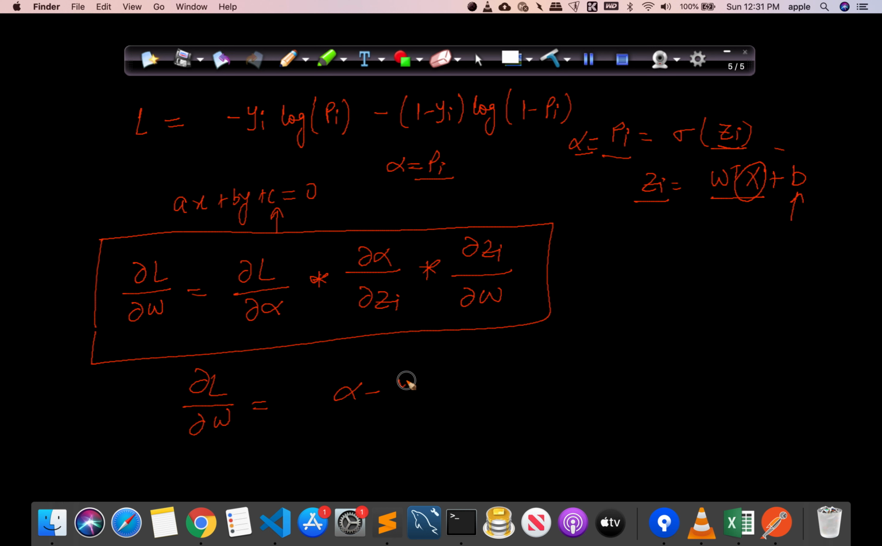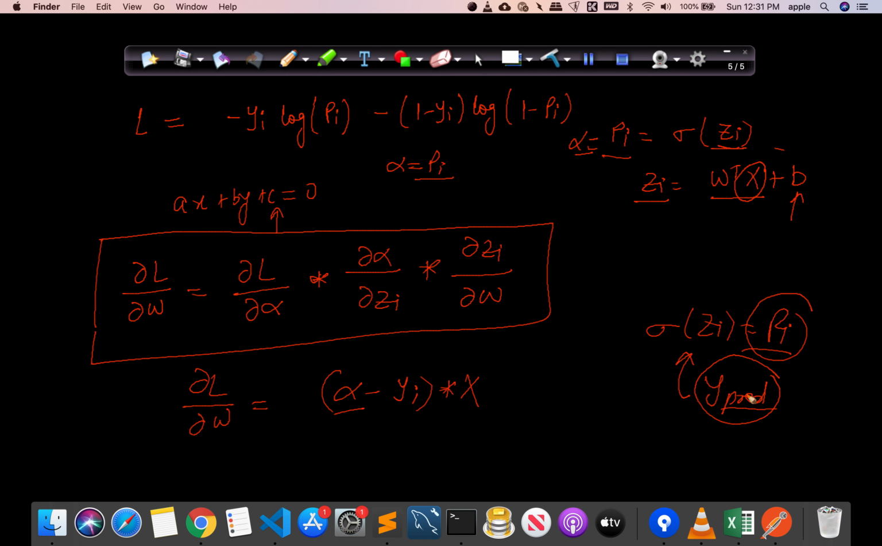We have solved this, and what we got was (alpha minus yi) into x. And what was alpha? Alpha is nothing but sigmoid of zi, and that equals pi. We can also assume it as y predict. Why y predict? Because this is the probability of a point belonging to a particular class. So we can treat it as y predicted. What is the class that was predicted by this particular model or algorithm? So we can write this as (y predict minus yi) multiplied by x.